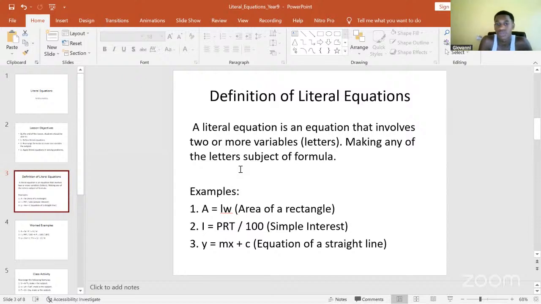I don't know if it's possible for you to take this down pretty quick. Can you do that for me? Take the note down. Oh yeah. Okay. That's a quick one. So remember what literal equation is all about. And after this, we go straight to working examples.